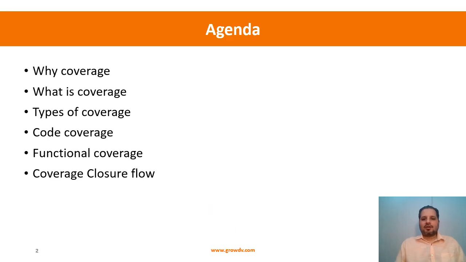So the agenda for this session: as usual, we'll start off with our favorite question, why to do something. We should always start off with why. So we'll look into why we need to do coverage, then what coverage is, and then what the different types of coverage metric available are. Predominantly there are two as of now: code coverage and functional coverage.